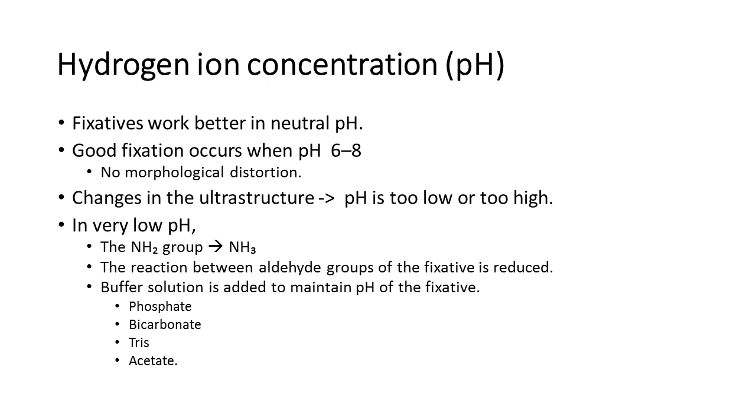At very low pH, the NH2 group of amino acids is converted to NH3, and the reaction with the aldehyde group of the fixative is reduced. Usually, a buffer solution is added to maintain the pH of the fixative. Commonly used buffers in fixatives are phosphate, bicarbonate, tris, and acetate. The buffers should be chosen in such a way that they do not react with the fixative.